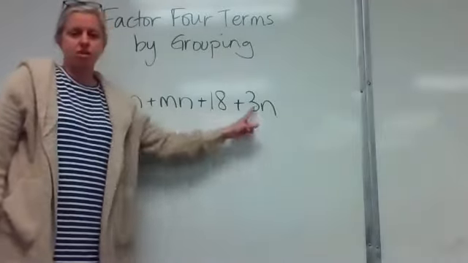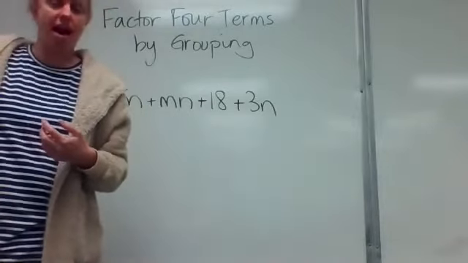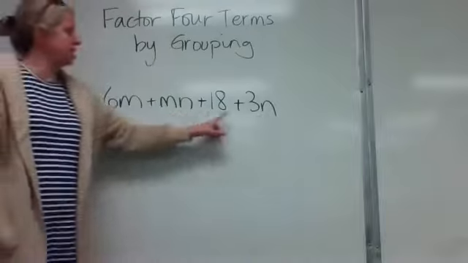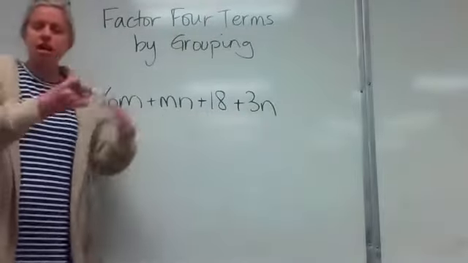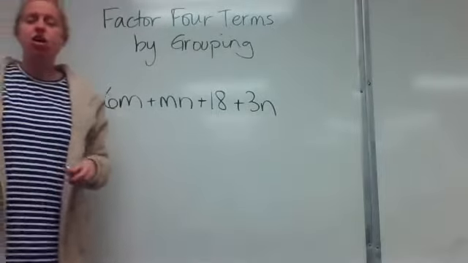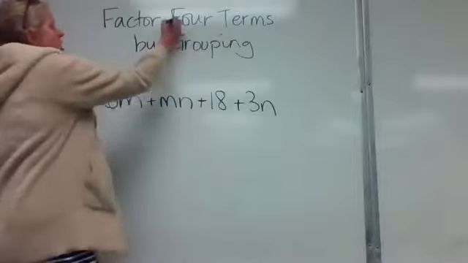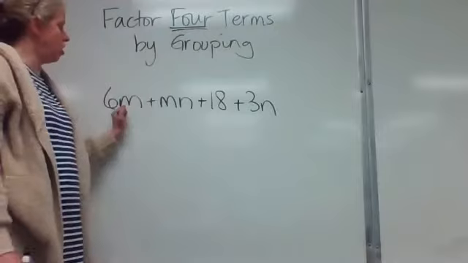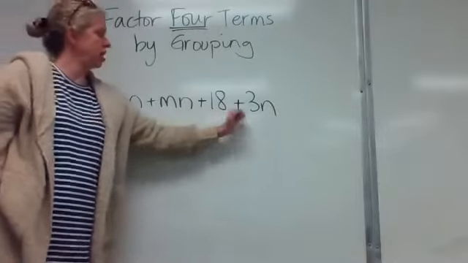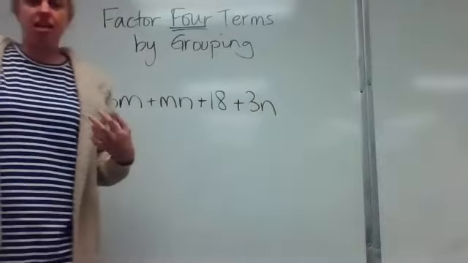But these don't. So I can't pull out any M's. They don't have any M's. Not all of them have it. And then those two terms have N's, but these don't. So I can't pull out any N's either. So other than the 1, there's nothing in common with all 4 terms. That's the other clue, that there are 1, 2, 3, 4 terms, and there is nothing in common.